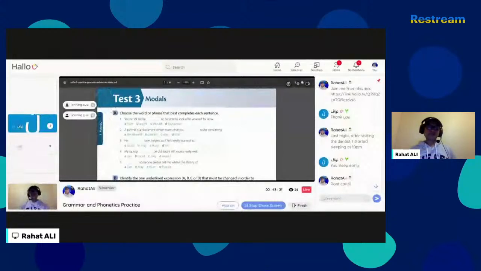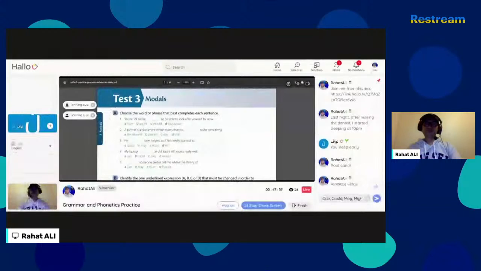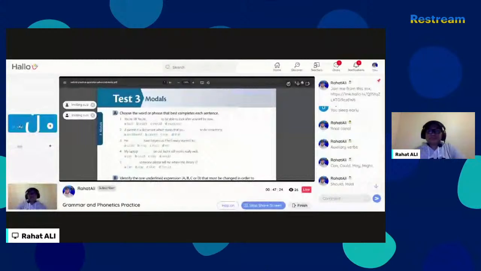So auxiliary verb and modal verb is the same, teacher. They're sometimes called auxiliary verbs. Auxiliary means helping verbs. So the verbs like can, could, may, might, should, must. These are generally called modal verbs. Okay, is it clear now?